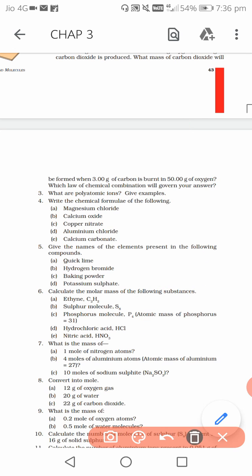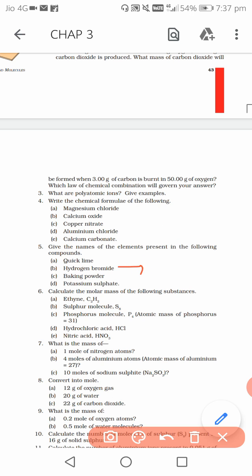The rest 3 you can try: copper nitrate, aluminum chloride and calcium carbonate. If you find any problem, then ask me. The next one, number 5. Give the names of the elements present in the following compounds. Quicklime. The chemical formula is CaO, calcium oxide. So what are the elements present? Calcium and oxygen.